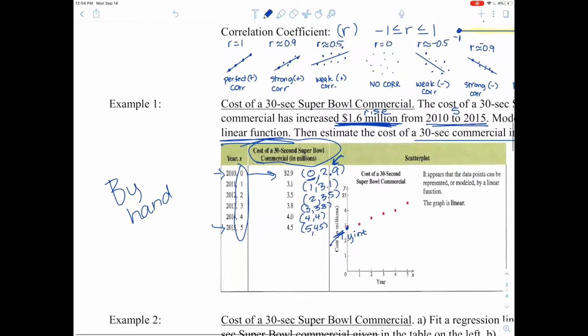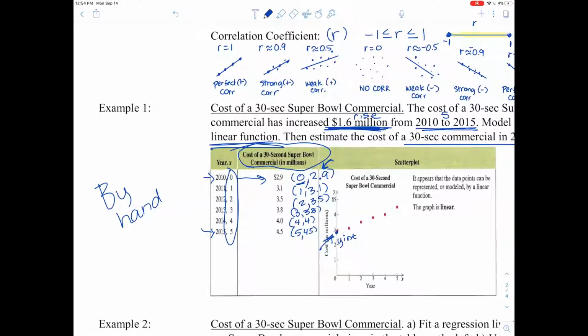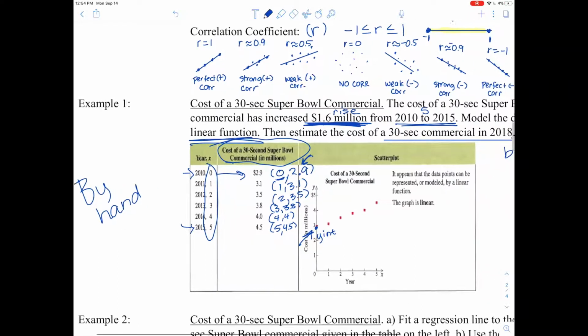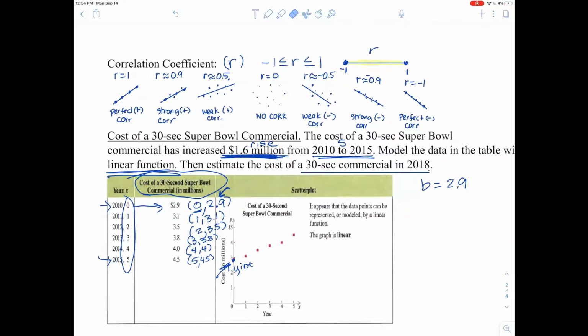Now remember, when you're writing the equation of a line, you need a point. And if that point can be the y-intercept, all the better. And you need the slope, okay? Well, if we go back and read this problem, it says that the price increased 1.6 million from 2010 to 2015. So that gives us a rise because it went up. So that's a rise of 1.6 million over a run of 5. That's our rise over our run. So to find our slope, I would use these 2 points. You could use any 2 points that you want, though. It doesn't matter as long as you pick 2 points on the line.